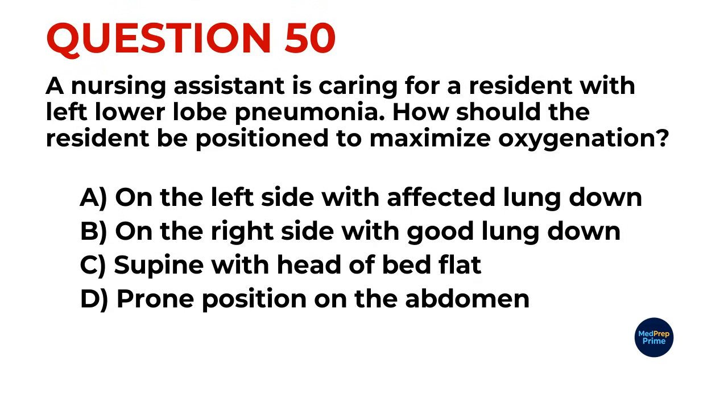A nursing assistant is caring for a resident with left lower lobe pneumonia. How should the resident be positioned to maximize oxygenation? Option A, on the left side with affected lung down. Option B, on the right side with good lung down. Option C, supine with head of bed flat. Option D, prone position on the abdomen.